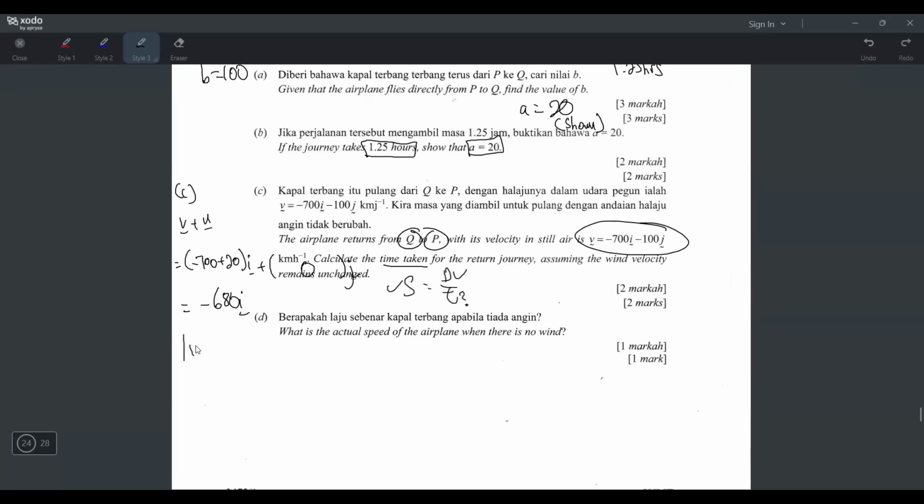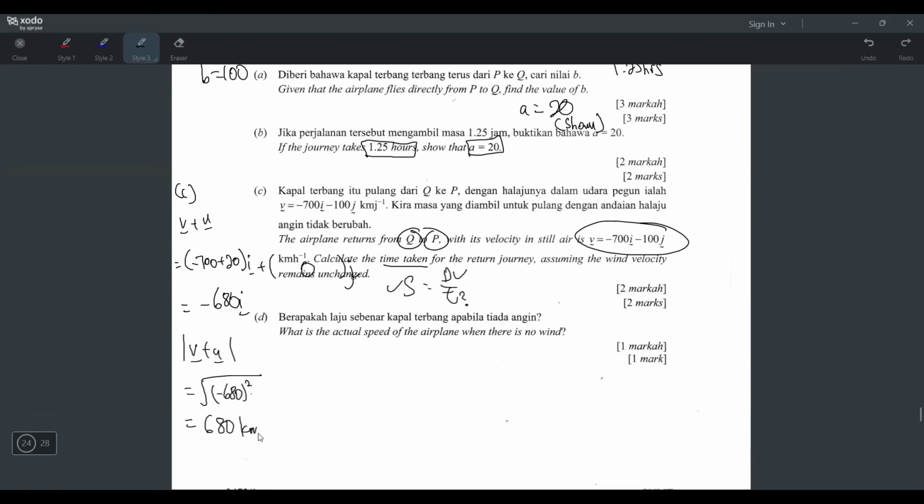So I will just write magnitude of V plus U equals square root of bracket square plus bracket square. Inside the bracket, you put the number before ij, which is negative 680. For the j it is 0, so actually no need to write, because 0 square is 0 also. So I'll just erase it. Negative 680 square, you will get quite a big number, but it will be positive. When you square root back, you get back 680. So it will just be 680 kilometer per hour.